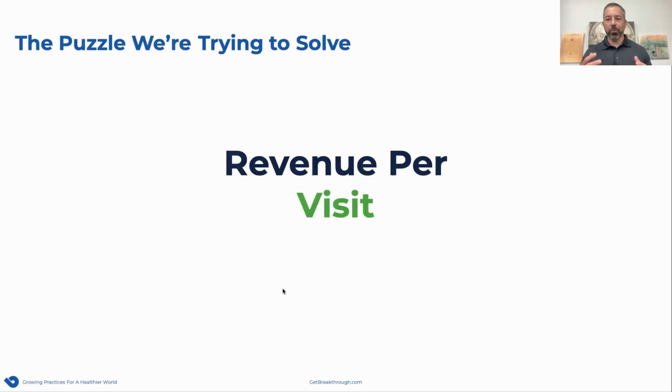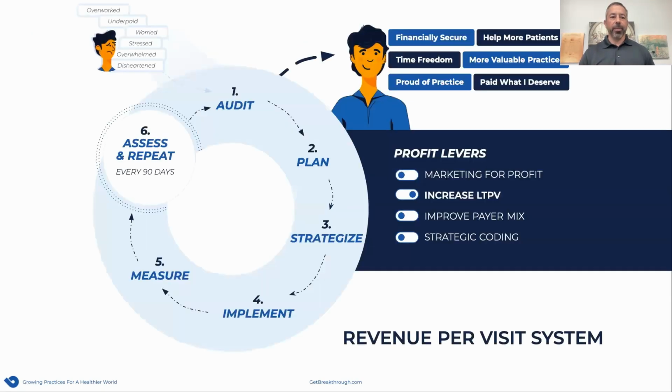So the puzzle that we're all trying to solve here, I'm assuming that if you're tuning in today, you're in private practice and you're trying to solve revenue per visit. We are going to be talking all throughout our time together here today. We're going to constantly come back to and reference this diagram, which is really a revenue per visit system. It's a way to systematically look at where your revenue per visit is at today, the value that you're delivering in the marketplace, and how to systematically improve that.